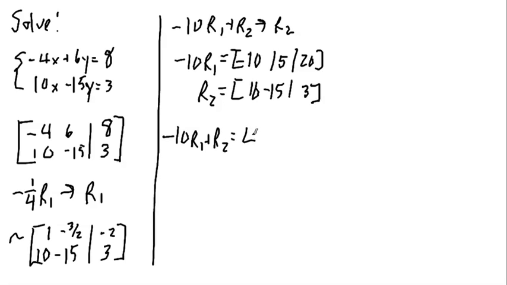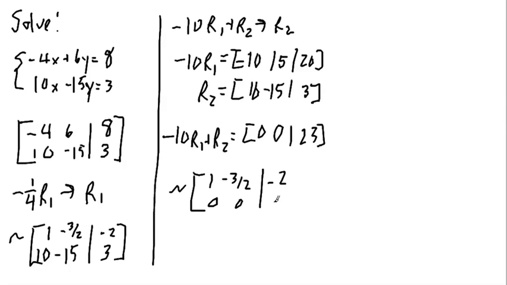Well, when I add them together, negative 10 plus 10 gives me 0, 15 minus 15 gives me 0, and 20 plus 3 gives me 23. Well, so we get the row equivalent matrix 1, negative 3 halves, 0, 0, and the constants are negative 2 and 23. Well, that's a little weird. There's no way that I'm going to be able to get a 1 over here because I've got a 0 over here. Keeping a 0 here, there's no way I'm going to get a 1 over here. So we're actually kind of stuck.